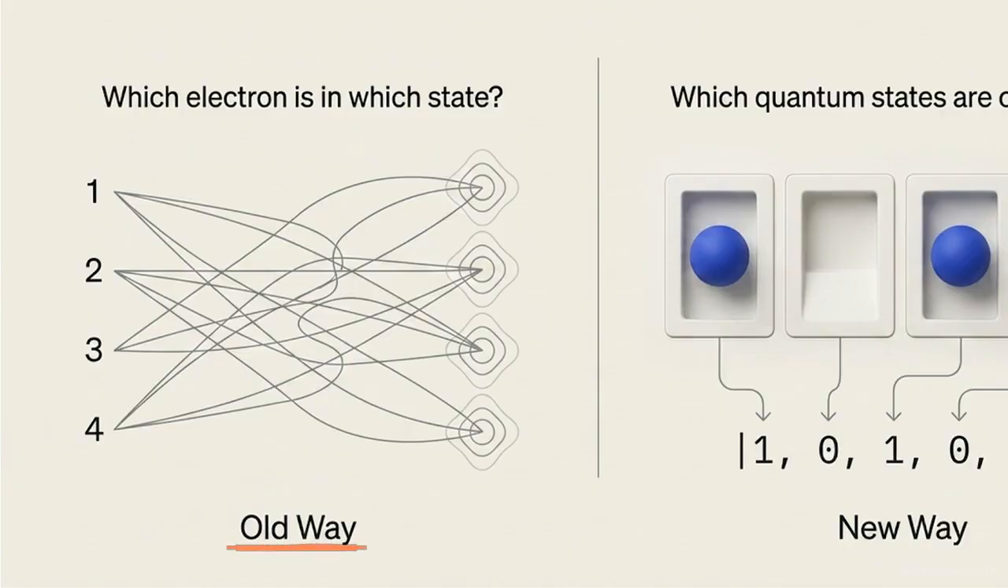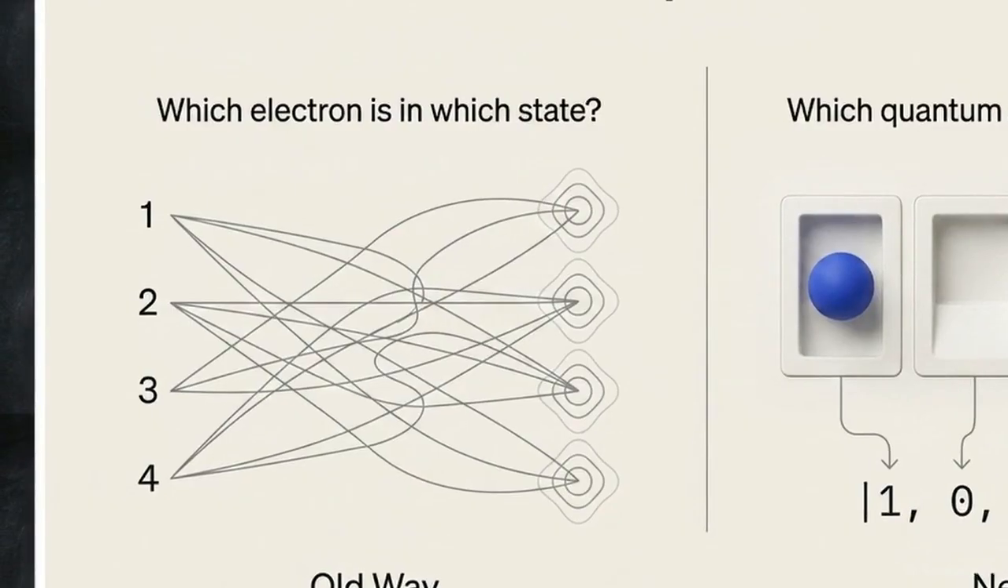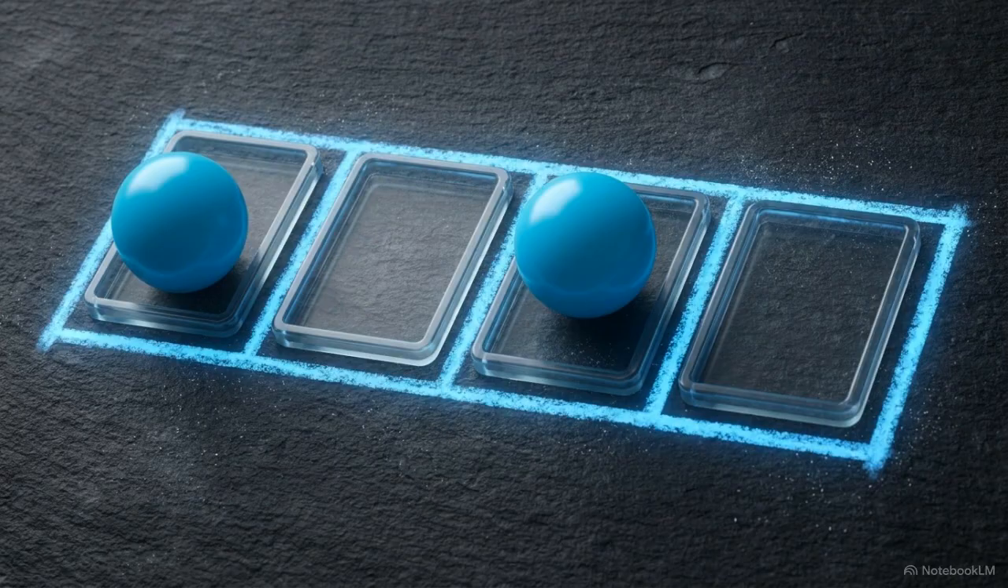This chart visualizes why the old way is so chaotic. Trying to map specific numbered particles to specific energetic states creates a tangled web of overlapping probabilities. It assumes individuality where none exists. So we change the question. Instead of asking where particle number 3 went, we ask, which quantum states are currently occupied?